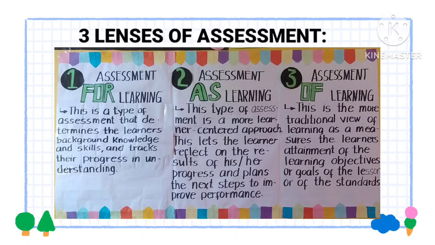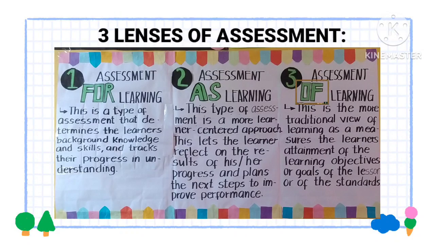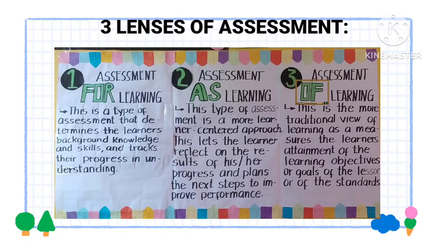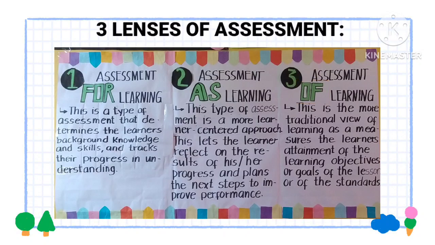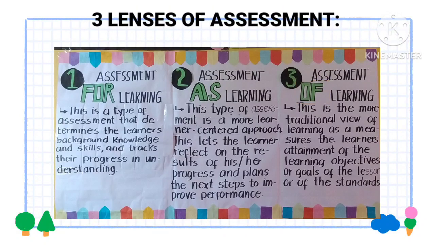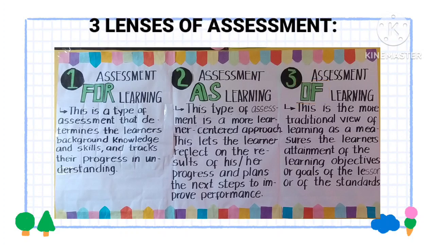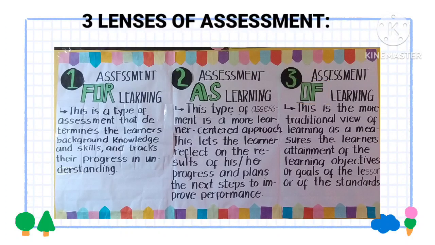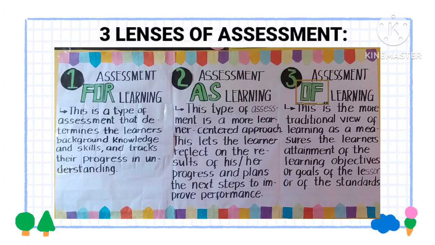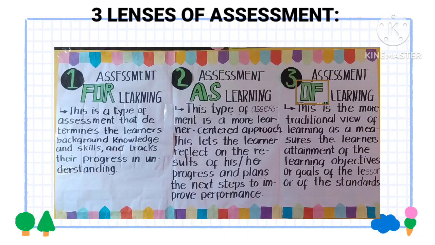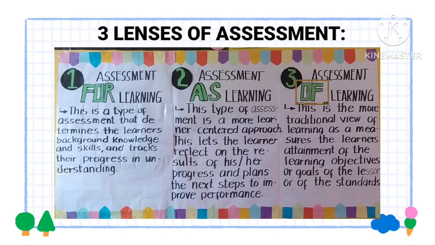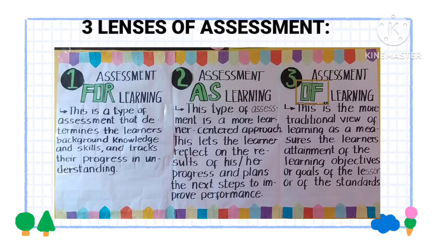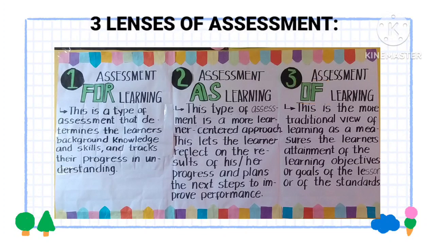The third lens in assessment is assessment of learning. This is the more traditional view of learning, as it measures the learner's attainment of the learning objectives or goals of the lesson or of the standards. Assessment of learning is sometimes referred to as summative assessment, or after the assessment was implemented. It is typically administered at the end of a unit or grading period and evaluates a student's understanding by his or her achievements.